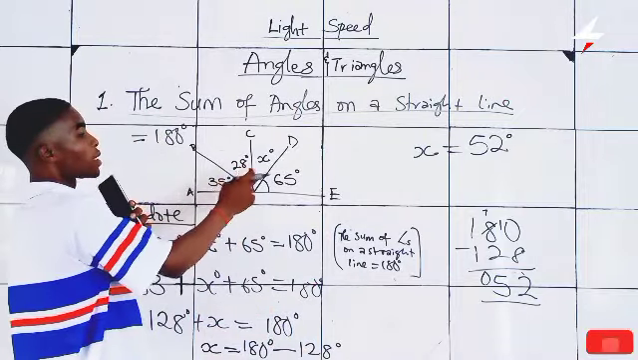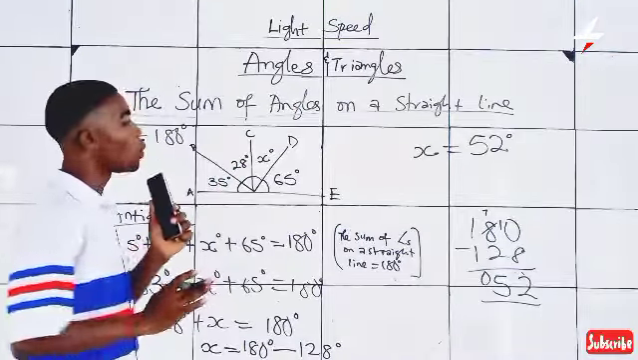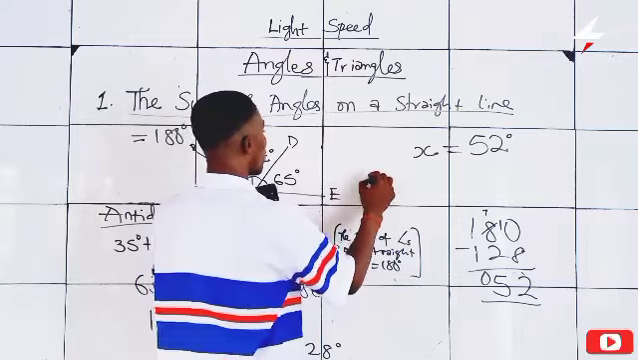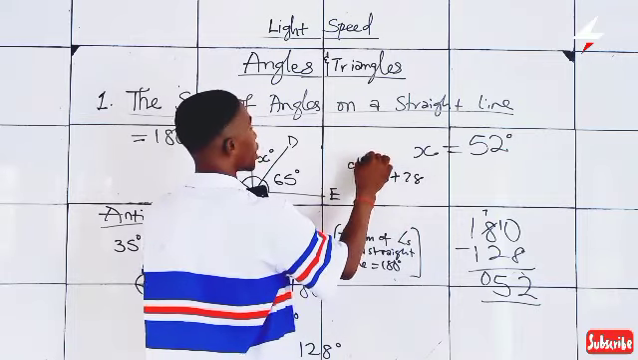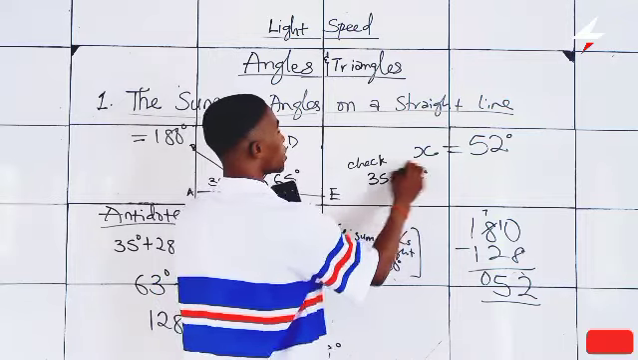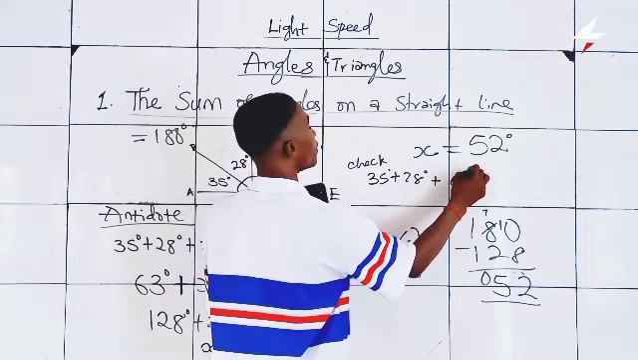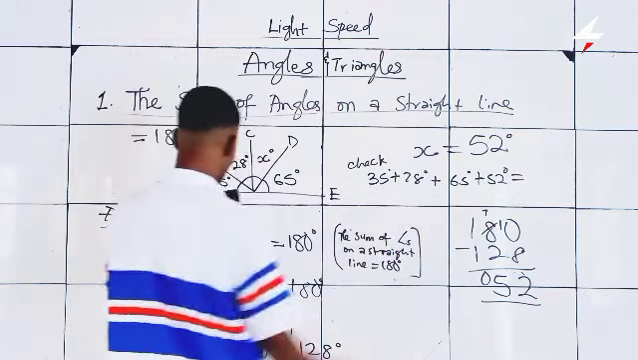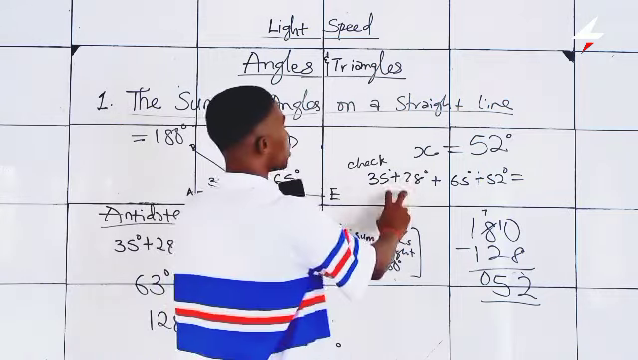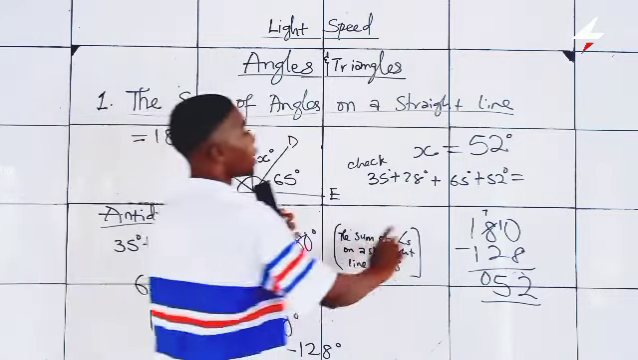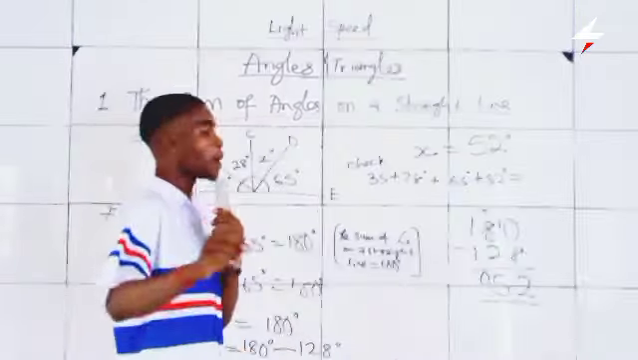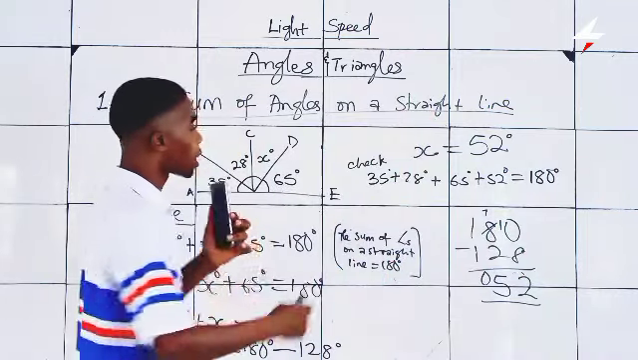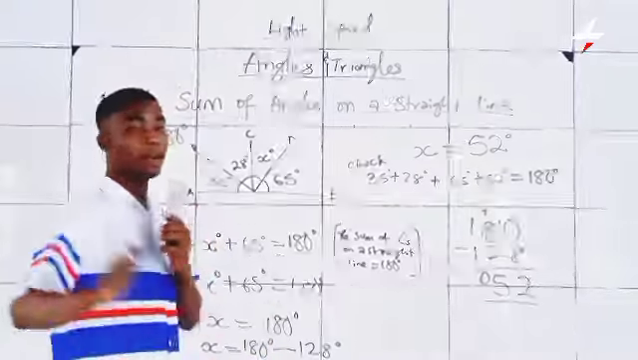So we can find out now that the missing angle is 52 degrees. Now, how are we going to be sure? Let's check. Let's add the angles including 52 together. If it gives us 180 as a total, then we know we're correct. 35 degrees plus 28 degrees plus 65 degrees plus 52 degrees. 35 plus 28 gave us 63. 63 plus 65 gave us 128. Now 128 plus 52, I think that would give us 180. So if we get 180 degrees as our final answer, it means our calculation was correct. So this is how you solve angles on a straight line.